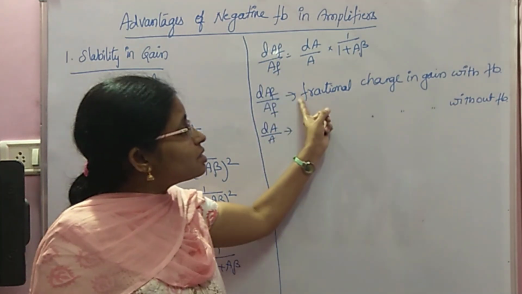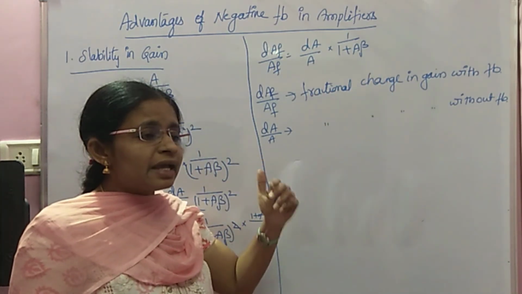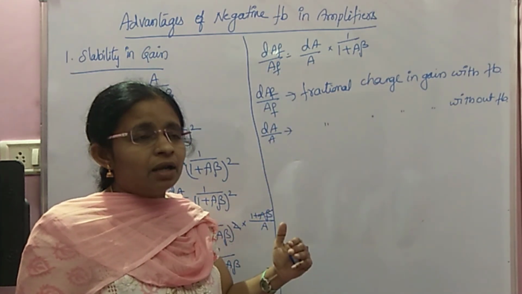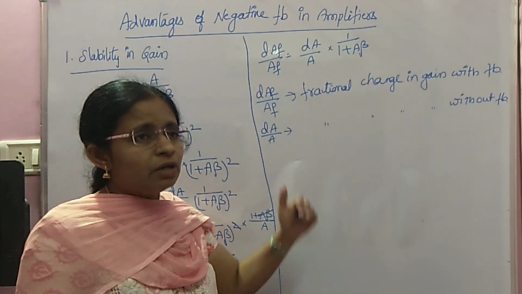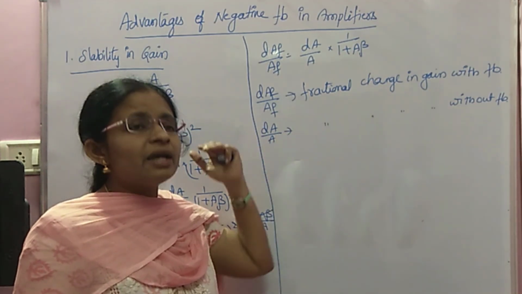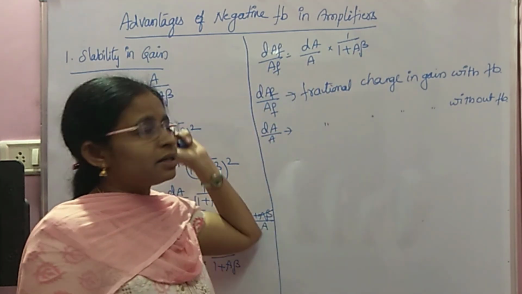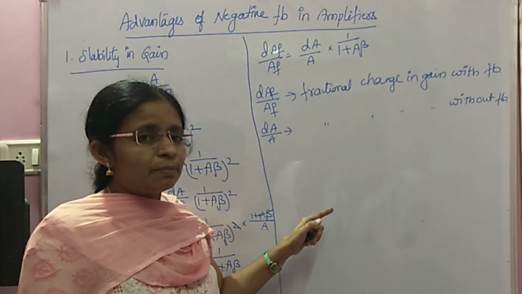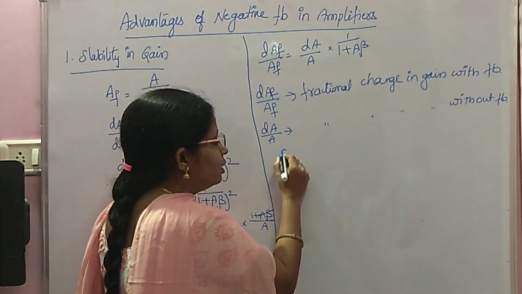Because this is the fractional change in gain. Change in gain is less, means V0 and Vi are stable. Then only the gain change is less. If V0 and Vi are stable, you can say the amplifier is a stable amplifier. So with this expression, we can say that there exists stability in gain if you use a negative feedback in an amplifier. So here is a factor called sensitivity.